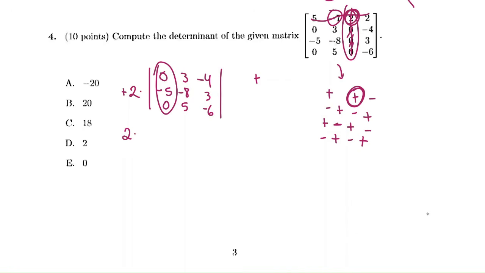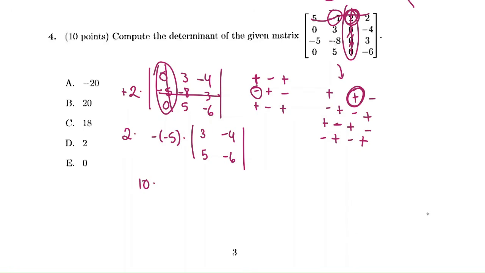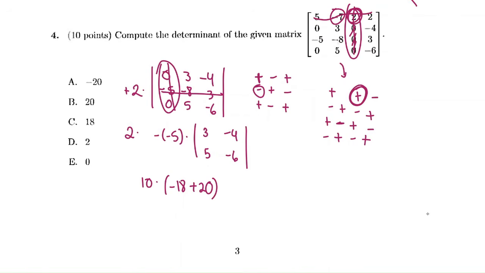So again, we do checkerboard, and the positives are always at the corners, and that's how you start going down the list. So I always start with the positive here and then just alternate. That means we have a negative here, so we have negative of -5 times, delete the column, delete the row, we get 3, -4, 5, -6, and that gives us 10 times -18 plus 20, which is 20. So our answer is B.